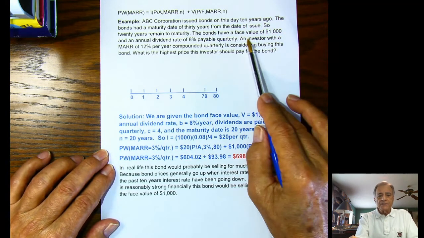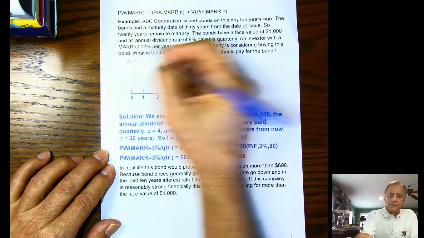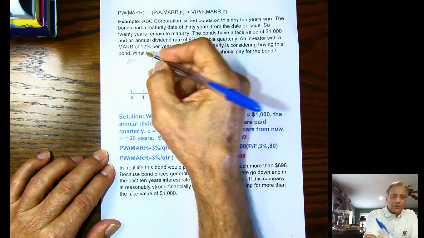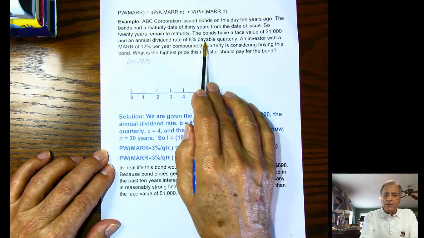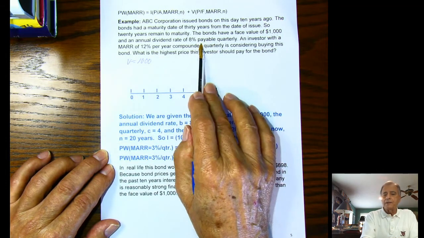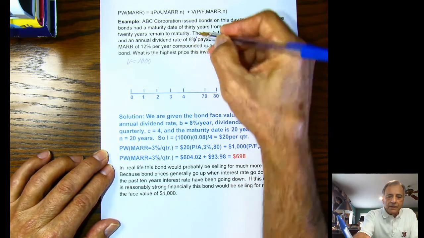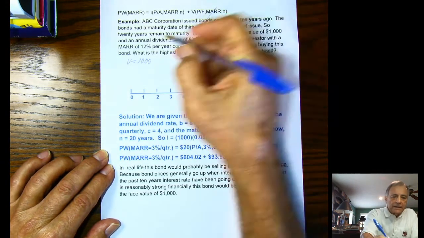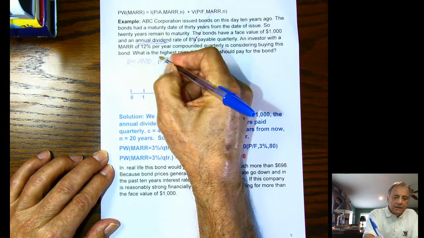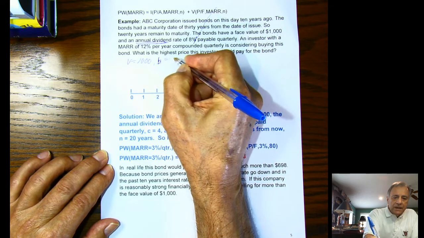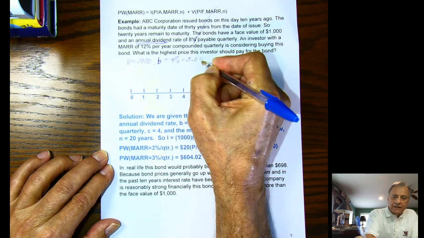Okay, the face value of the bond is $1,000. V is equal to 1,000. And the dividend rate is 8% payable quarterly. Well, that's 8% per year, okay? Per year. I said the annual dividend rate, okay? So B is equal to 8%, or as a decimal, 0.08.